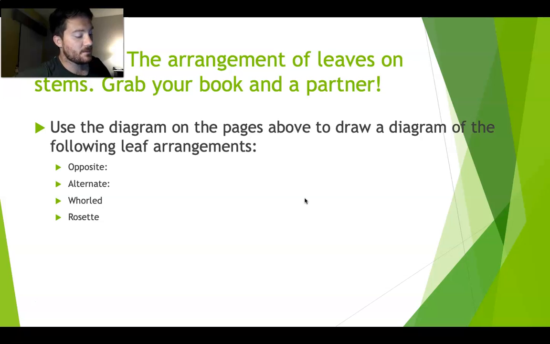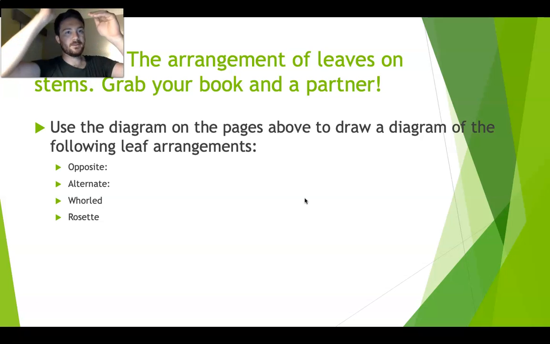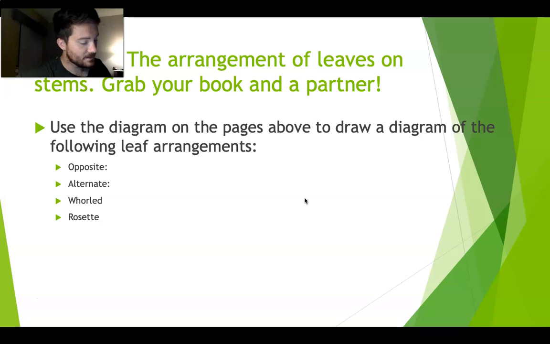Opposite means that the leaves are attached at right angles, directly above and below. Maples, etc. have opposite leaves. They branch off opposite each other. Alternate is alternate. It goes one leaf here, one leaf here, one leaf here, one leaf here. An example would be an apple tree or an oak tree, which would have an alternate arrangement pattern. And I'd like you to not only write the description, but also draw that in your notes.